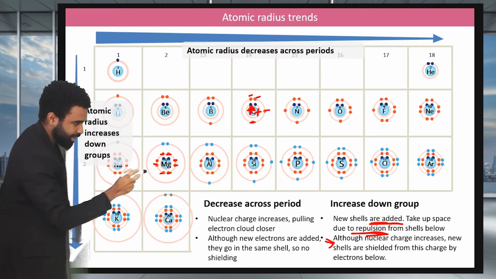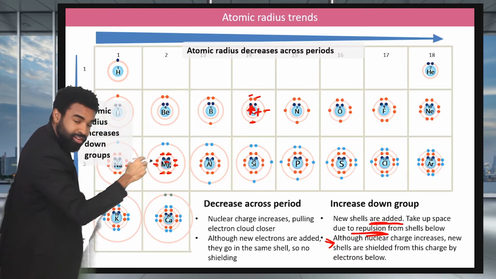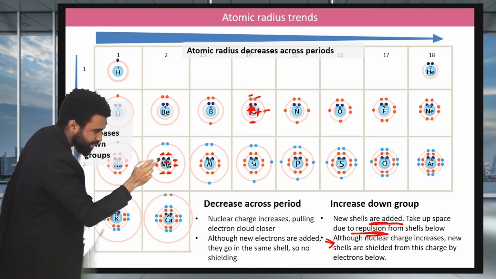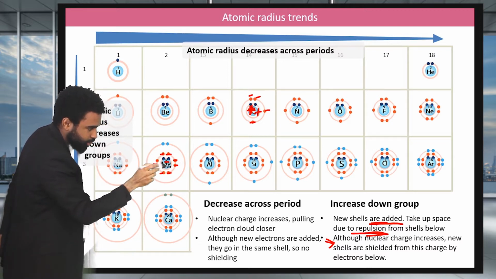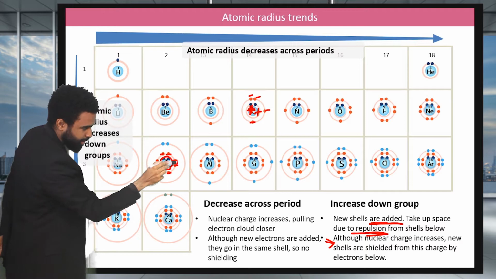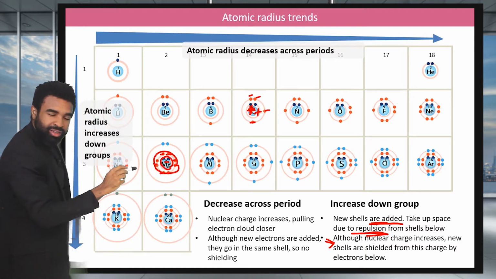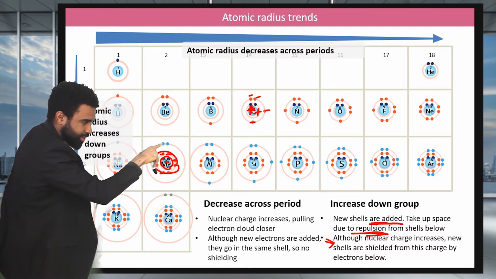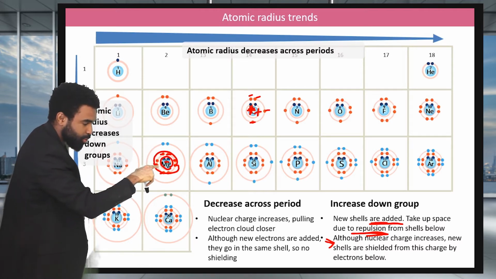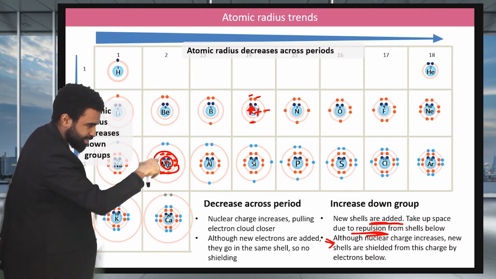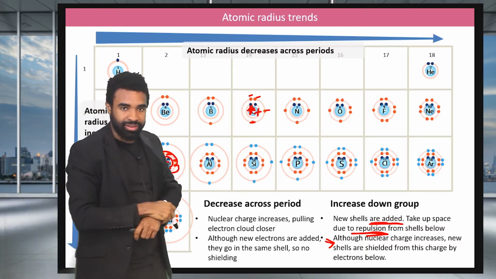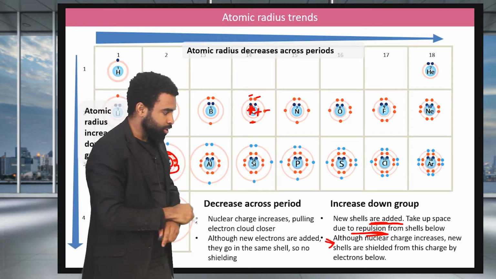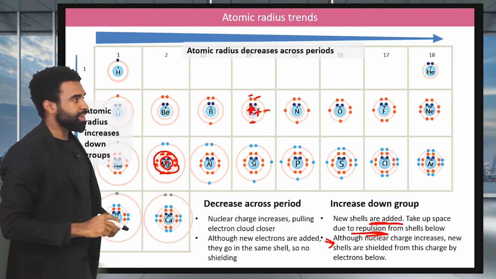But what's happening is that these 12 protons are relatively hidden by these electrons outside. So we have 12 protons, but we have 2 electrons in this shell, and then 8 electrons in that shell. So the effective nuclear charge that these electrons are exposed to will just be what? 2 plus. Because these electrons are shielding or canceling out that charge. So those are the two main trends you need to understand.